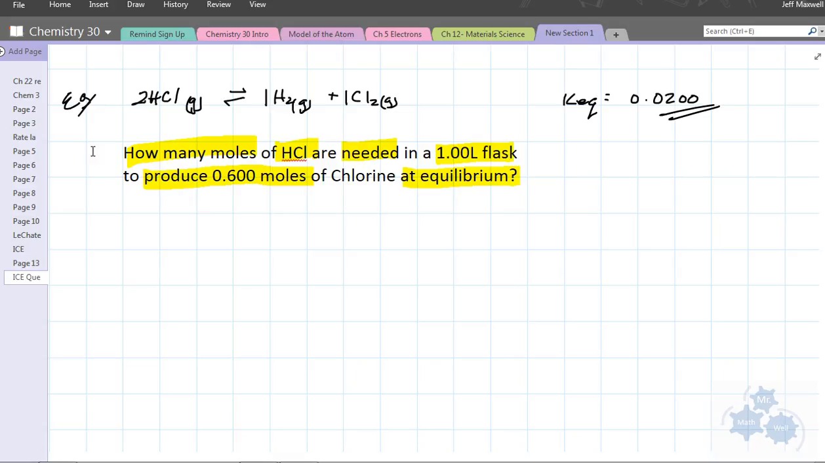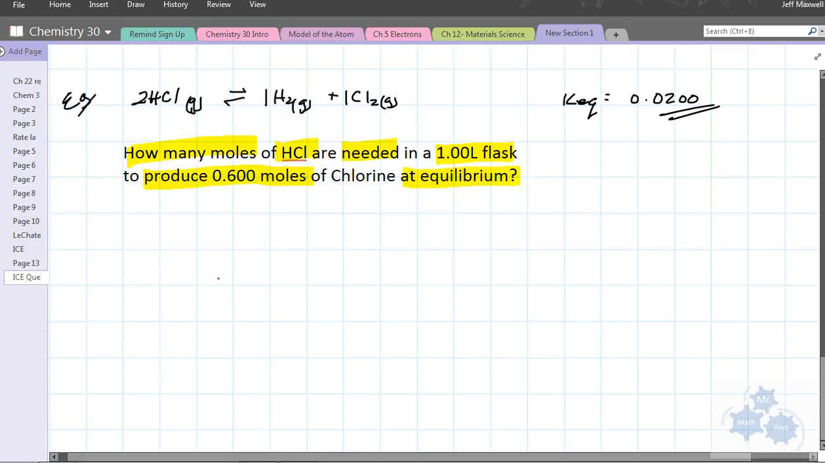Now, this one is not a typical question, but you can still use an ICE chart. It says how many moles of HCl are needed, so that is initially, in a 1 liter flask to produce 0.6 moles of chlorine at equilibrium. So there's your E. You're actually given an equilibrium concentration and you're asked to work backwards. So we can still do our ICE charts. We have a balanced equation up here.